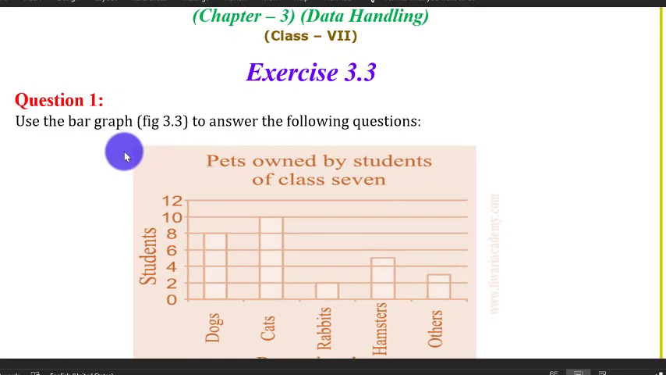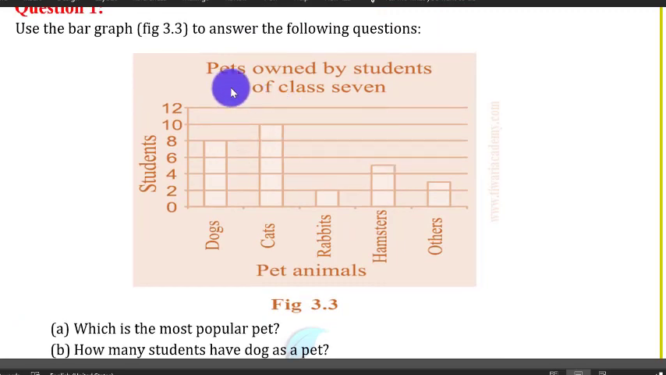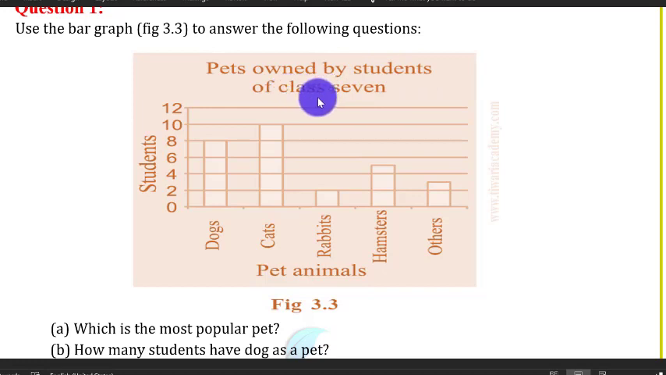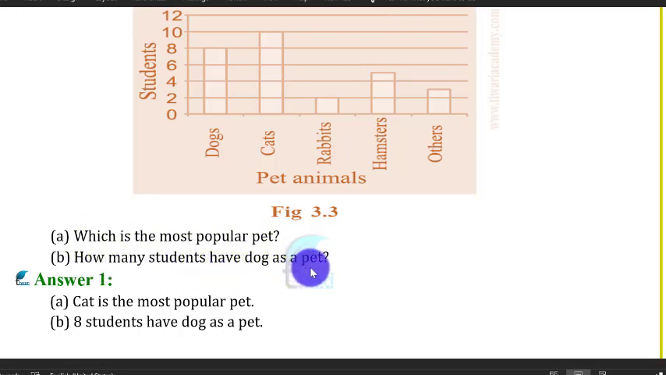Today's session we can solve exercise 3.3. First question, use the bar graph to answer the following questions. This is a bar graph which shows pets owned by students of class 7. The pet animals are dogs, cats, rabbits, hamsters, others, and the students axis is 0, 2, 4, 6, 8, 10 and 12. First question, which is the most popular pet? And second question, how many students have a dog as a pet?